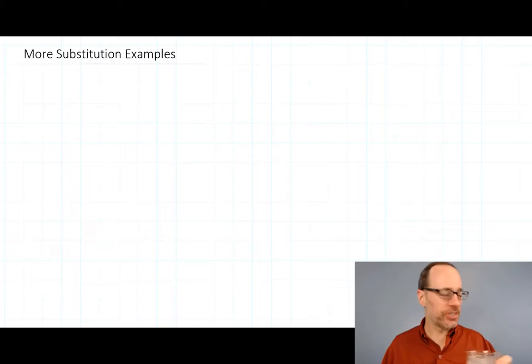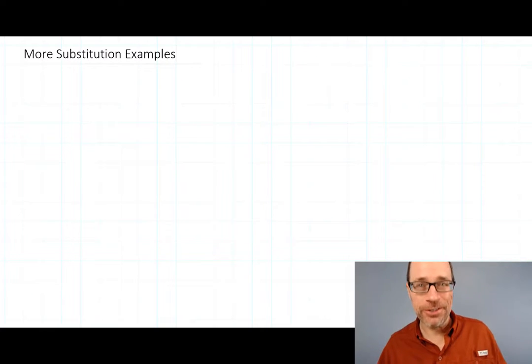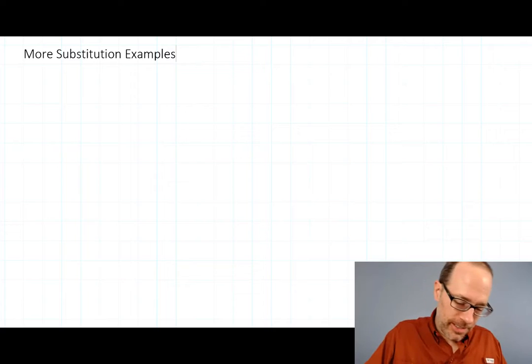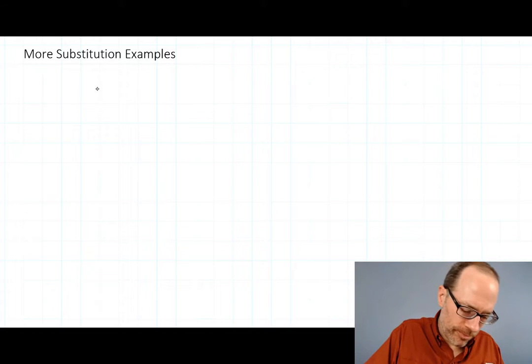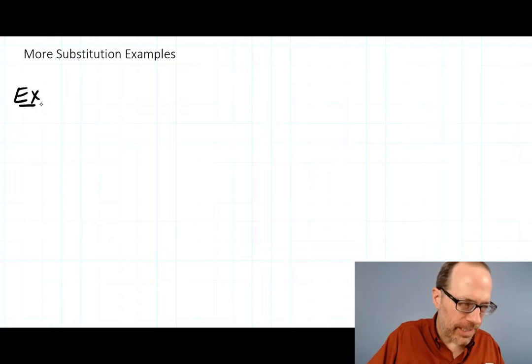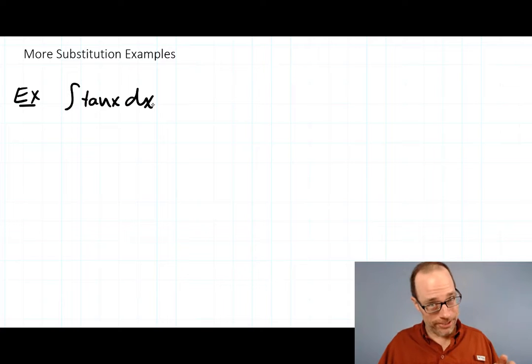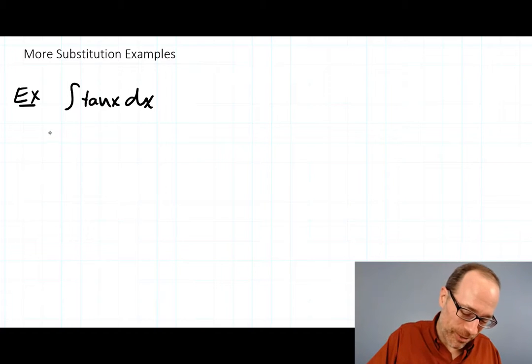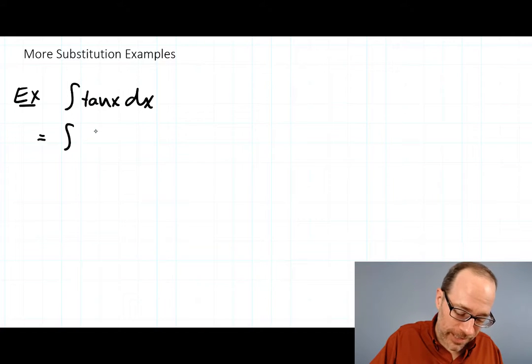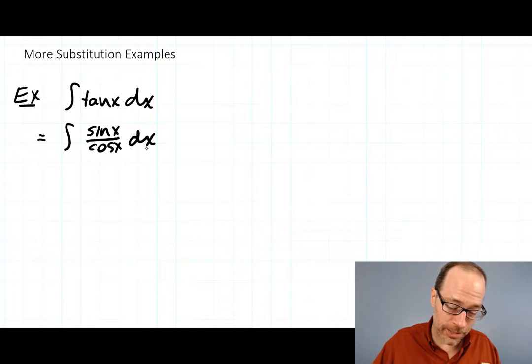All right, let's do some more examples of substitution. Okay, so here's one. This one looks as if there's nothing to substitute there. So step one is to rewrite this in the form of sine of x all over cosine x so that we have some things to play with.